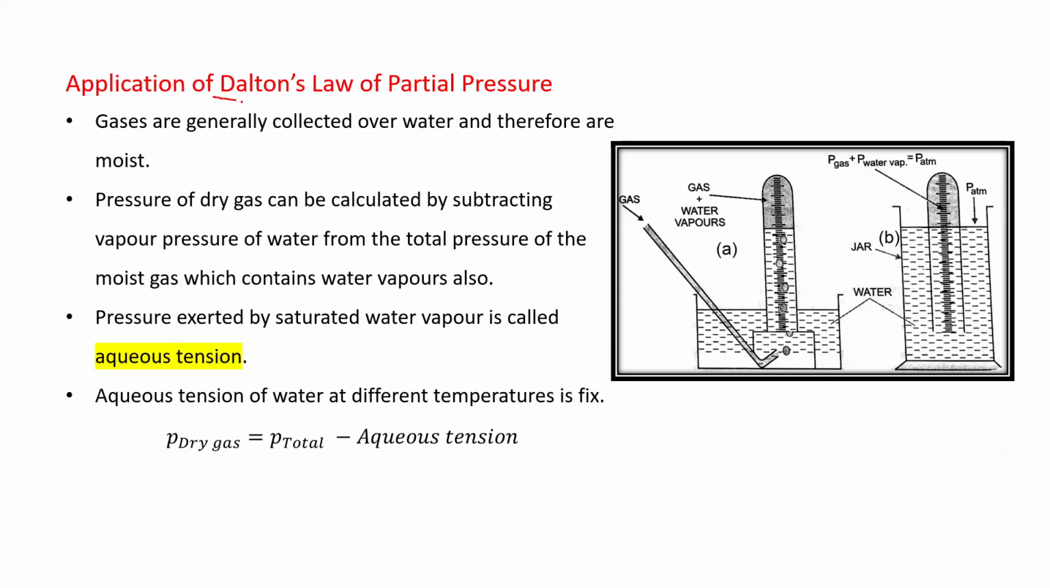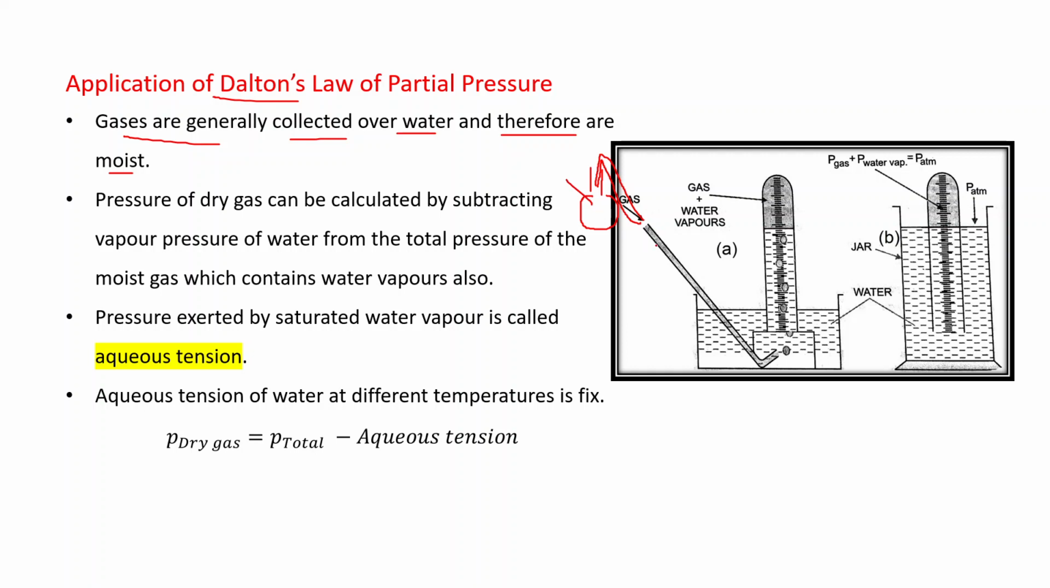Now, an application of Dalton's law of partial pressure. Gases are generally collected over water and therefore are moist. Now see, this is the one setup. We can also add one more: before this delivery tube there is a setup in which some gas is being produced, and that gas from this delivery tube you can link with this. Gas is coming from this reaction mixture.